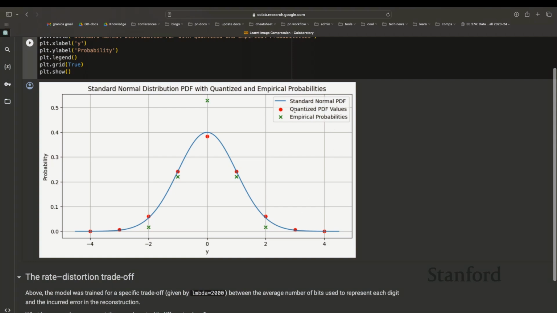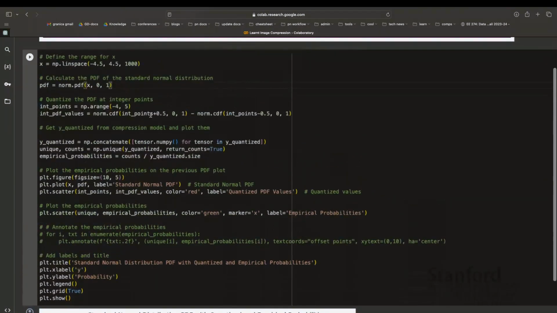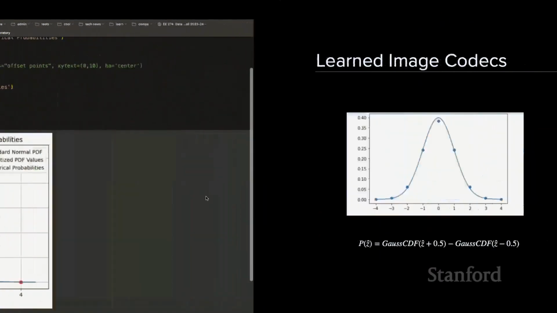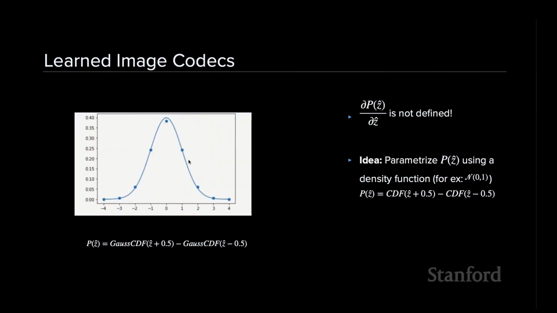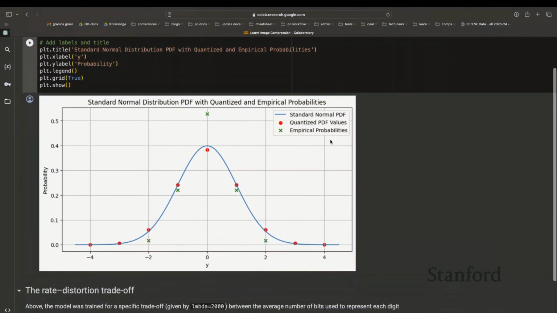The red is basically the quantized PDF values. So this is like what your model suggests. This is just the CDF of z hat plus 0.5 and z hat minus 0.5, okay? So the red points are the same as the blue dots here. This is what we expect our model to be. And green is actually the empirical probabilities.